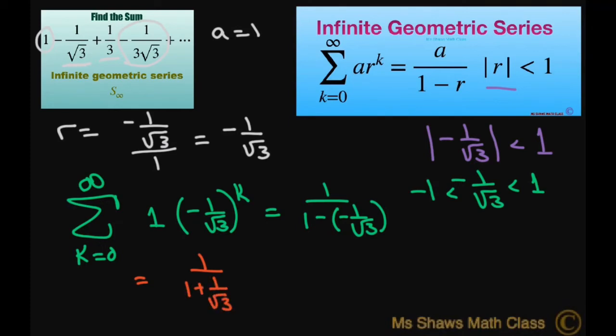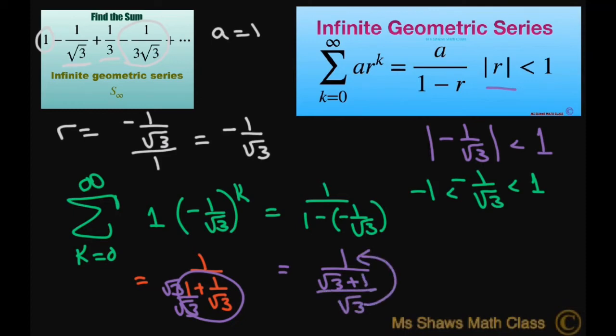Now, if you get your common denominator for this, that's going to give you 1 divided by, and I want a square root of 3 here, so I'm going to multiply this by square root of 3. So we have square root of 3 plus 1 divided by square root of 3. And we're going to bring this up. And so this is going to be square root of 3 divided by square root of 3 plus 1.